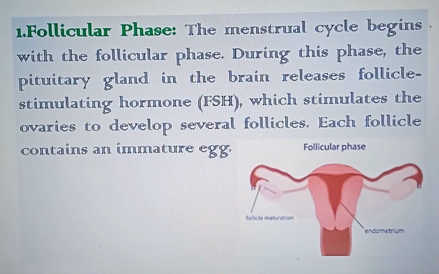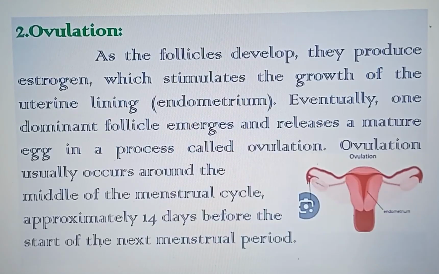Follicular phase. The menstrual cycle begins with the follicular phase. During this phase, the pituitary gland in the brain releases follicle-stimulating hormone, which stimulates the ovaries to develop several follicles. Each follicle contains an immature egg.